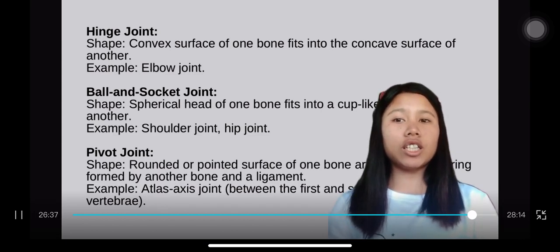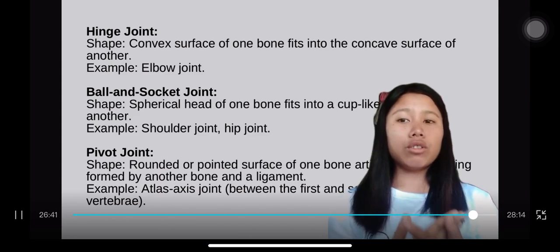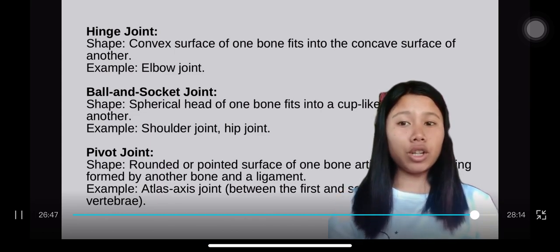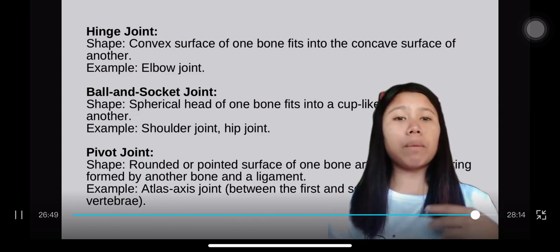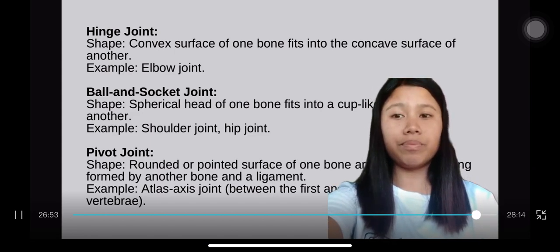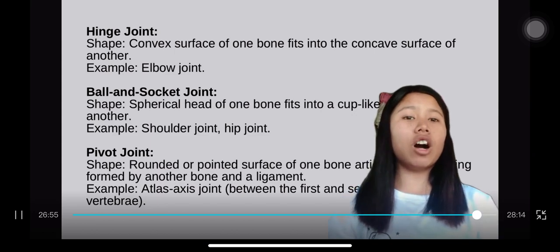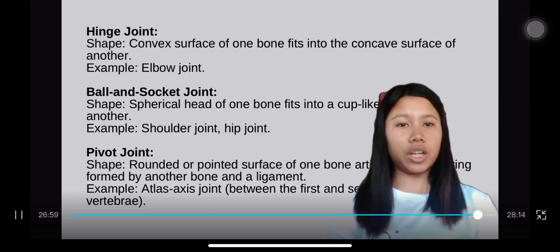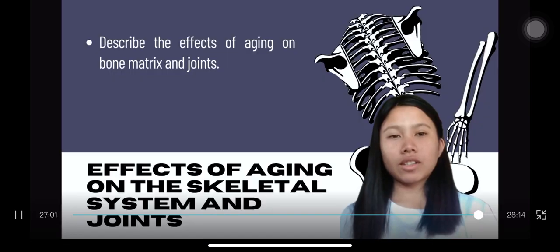The shape of the joint limits its range of movement nearly to that of a hinge motion, but in two planes. Examples of ellipsoid joints are the two between the occipital condyles of the skull and the atlas of the vertebral column, and the joints between the metacarpal bones and phalanges. That will be all. Thank you.